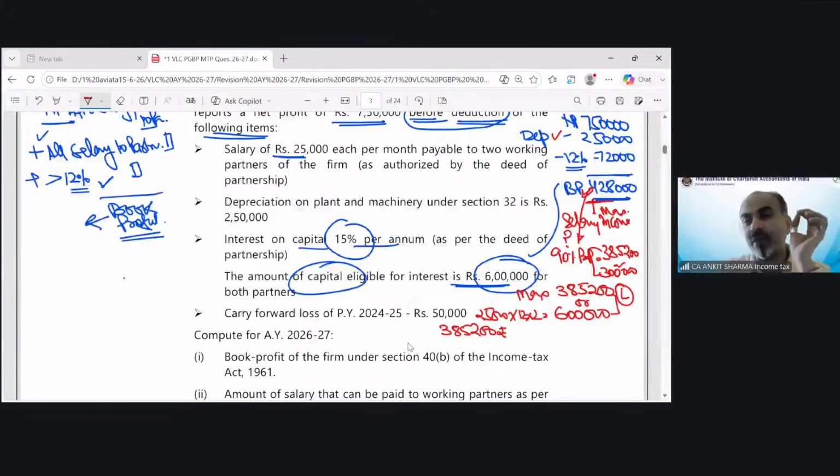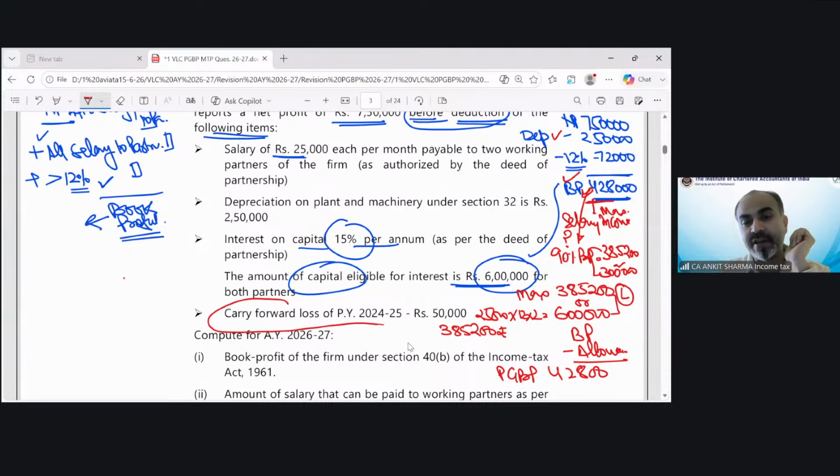And if you want to find out the net profit, the simple rule is whatever allowable salary is, just reduce it from your book profit. So the answer is always book profit minus allowable salary. So 4,28,000 reduced by 3,85,200. So the correct answer would be 42,800 rupees. The business income would be 42,800.